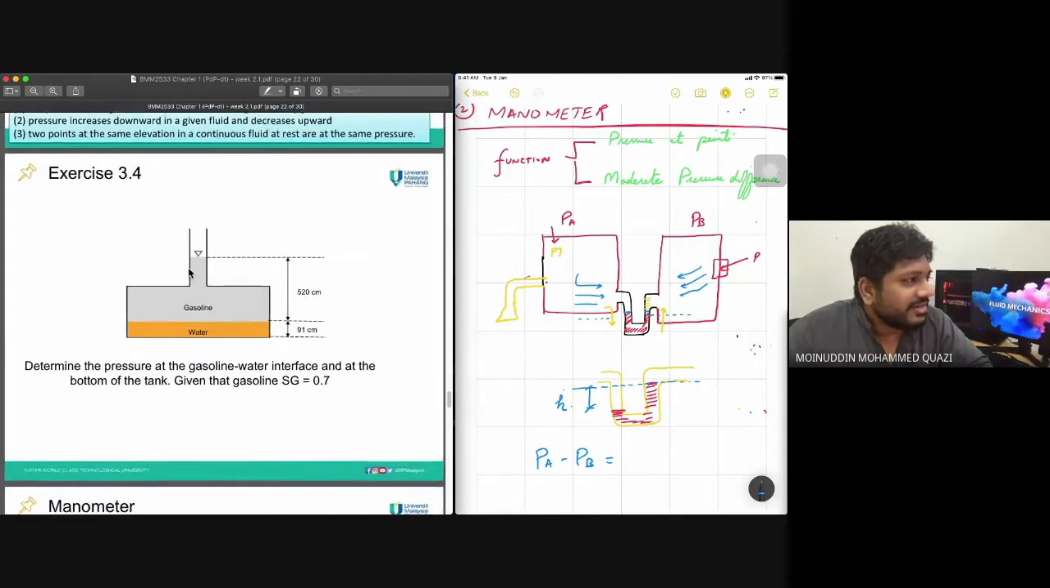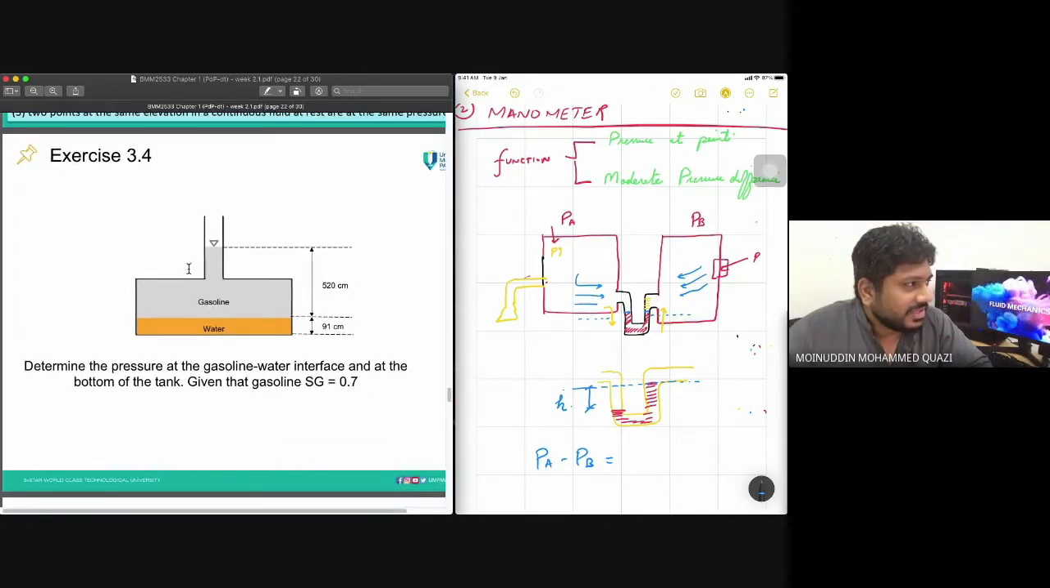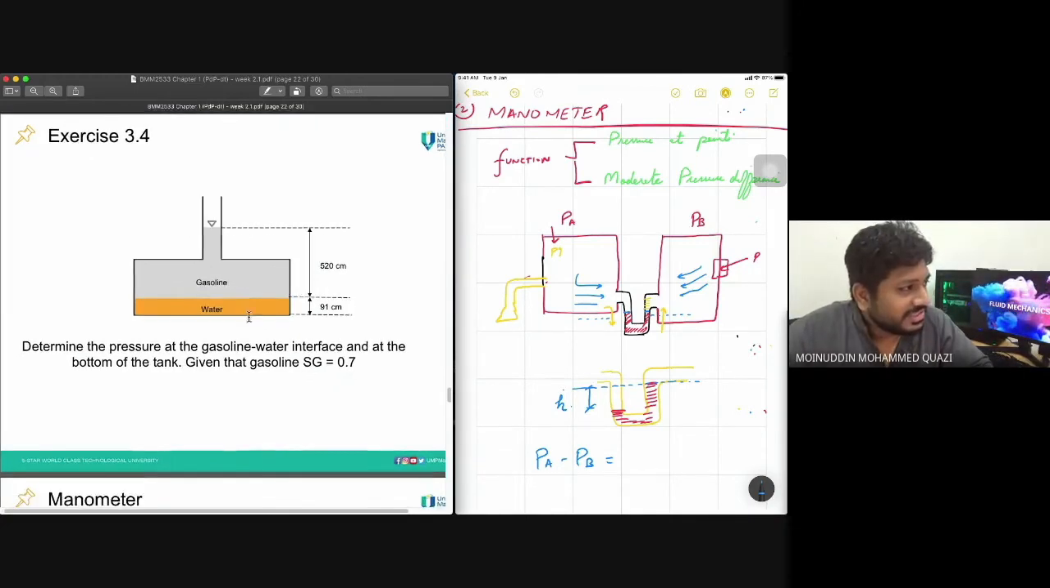So we have already done this exercise. It doesn't matter, remember, whether the tube is thick or thin. The pressure remains the same and it varies only with respect to height. So this is an example.